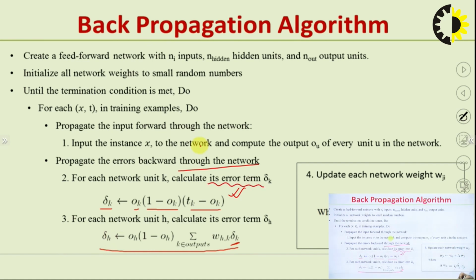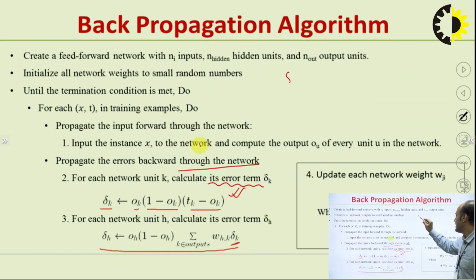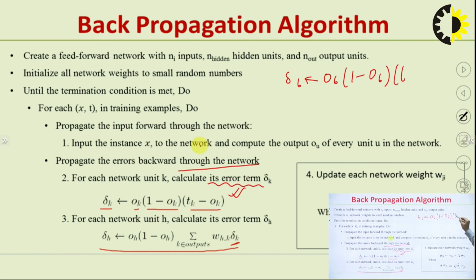How will it be calculated? It will be calculated like this. Delta 6 will be calculated, delta 7 will be calculated. How is it calculated? Delta 6 equals O6 times 1 minus O6 times T6 minus O6. Okay, delta 6 will be calculated. Similarly, we will calculate delta 7. Then we will calculate delta 4 and delta 5.